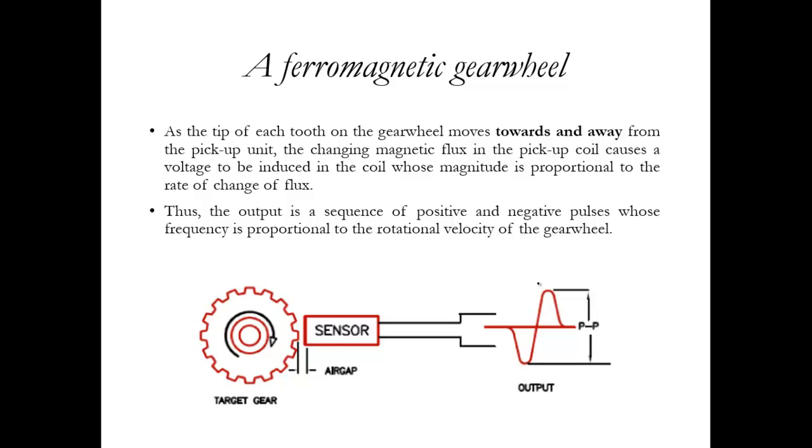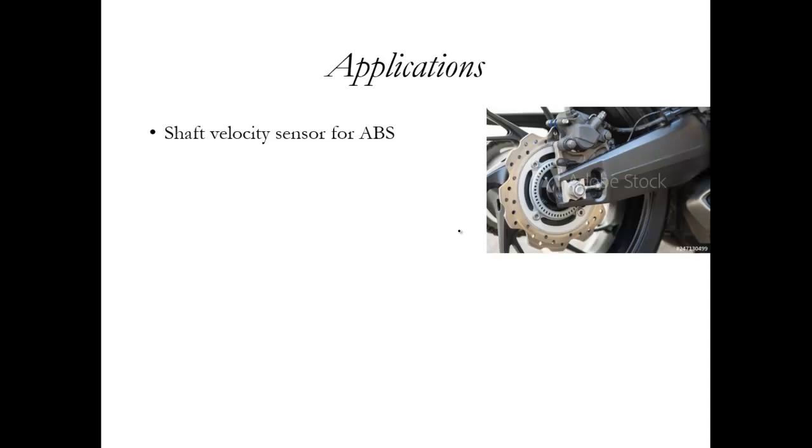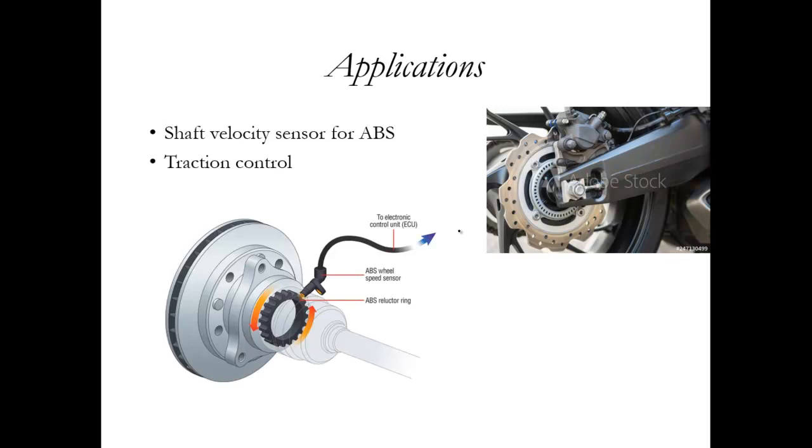So the output obviously is a sequence of positive and negative pulses that we have seen, which is evident here, whose frequency is proportional to the rotational velocity of the gear wheel. The applications are shaft velocity sensor for ABS. In the anti-lock brake systems, we use this as the shaft velocity sensor. We have it in traction control.